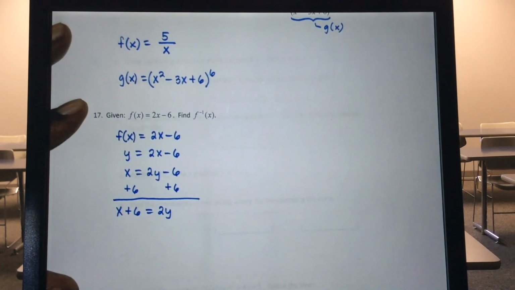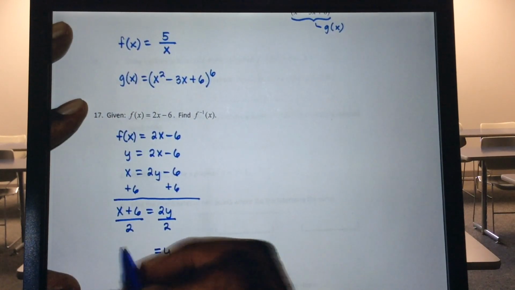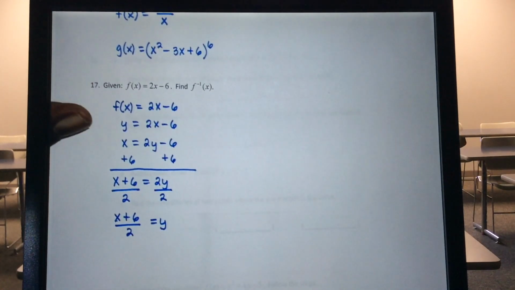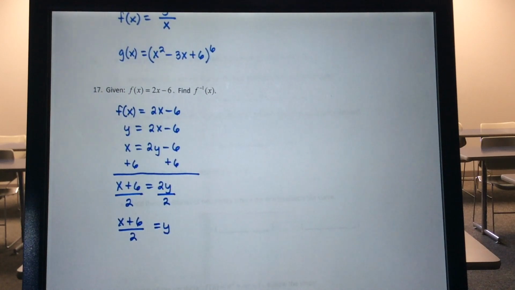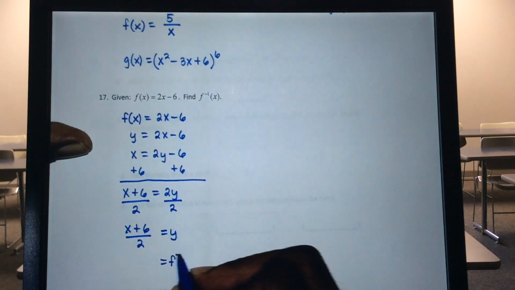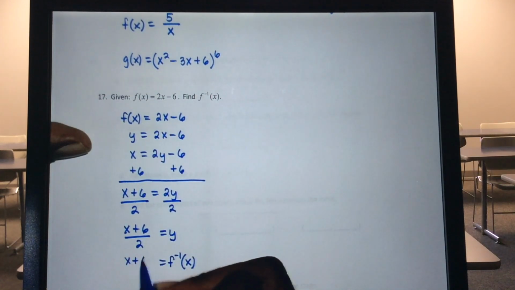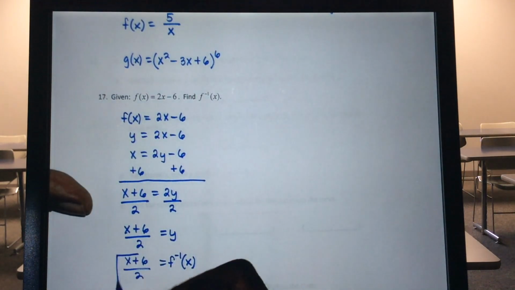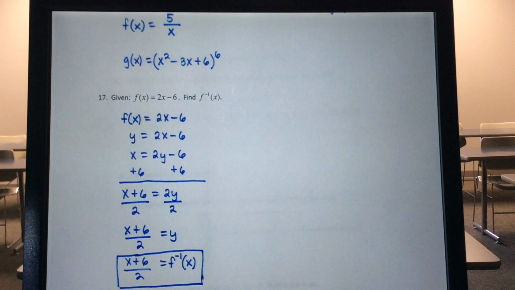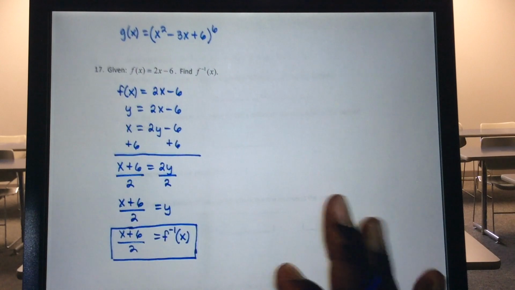And to solve for y, I'm multiplying by 2. Let's divide both sides by 2. So that means y is equal to x plus 6 all over 2. So this equation is solved for y. The final step would be to replace that y with this notation, f inverse of x. And that's going to be equal to x plus 6 all over 2. And this right here is what f inverse of x is. X plus 6 all divided by 2.